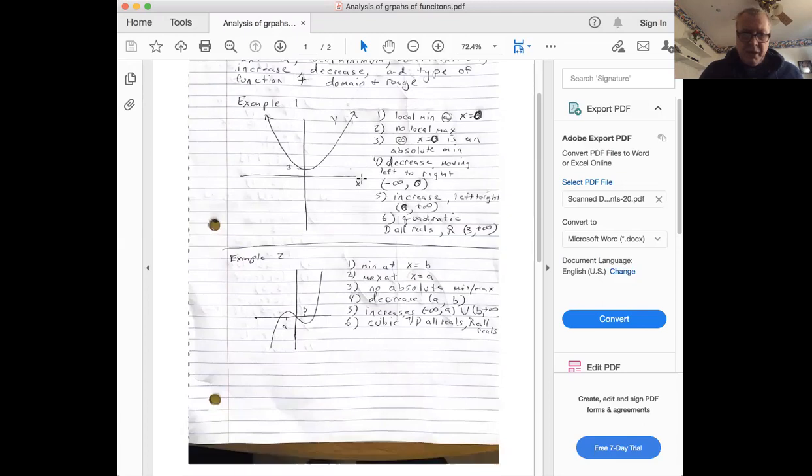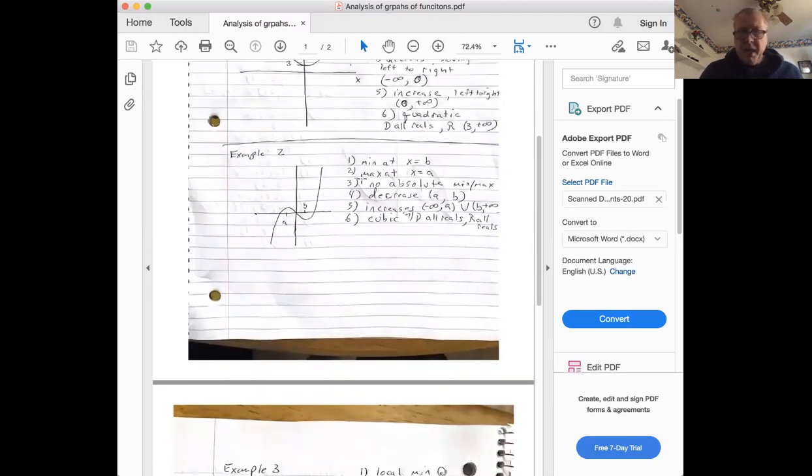Let's look at the next one. The next one is a cubic function. It matches the cubic graph idea. Up, up, up, then levels out, maybe goes up and down a little bit, then back up. That's the cubic. So now in this cubic function, we have a local min or low point right here at x equal b. We have a local maximum or high point where it levels off and then goes back down at x equal a. So we have a max at a and a min at b.